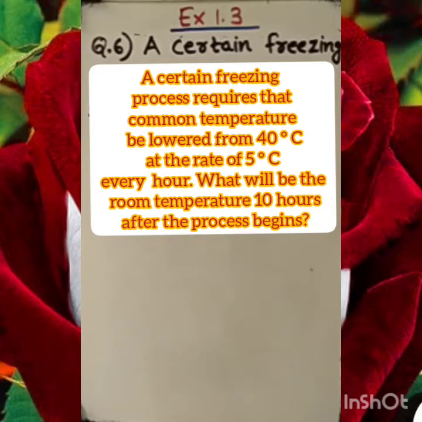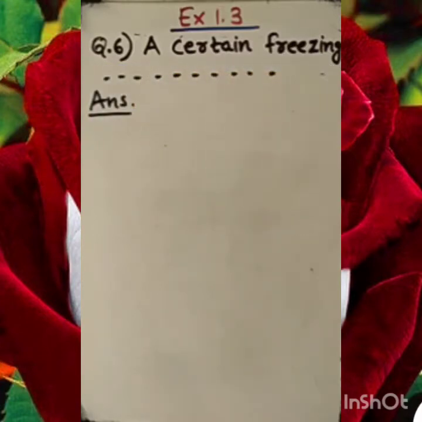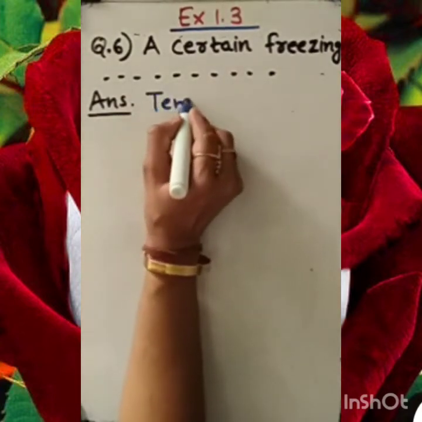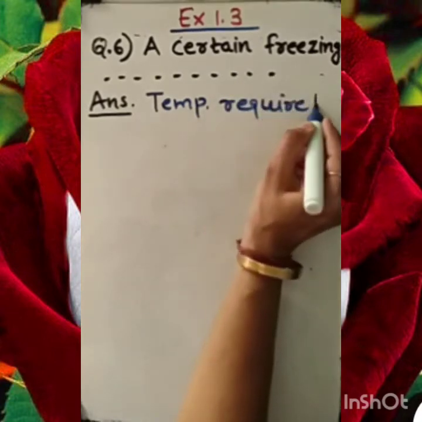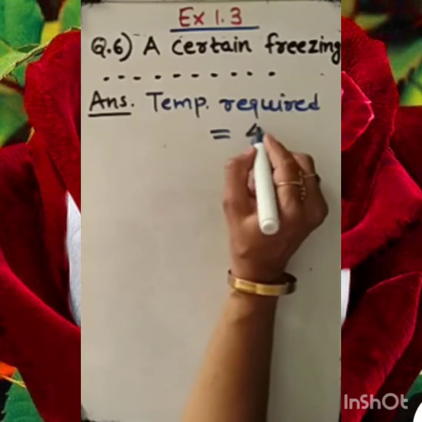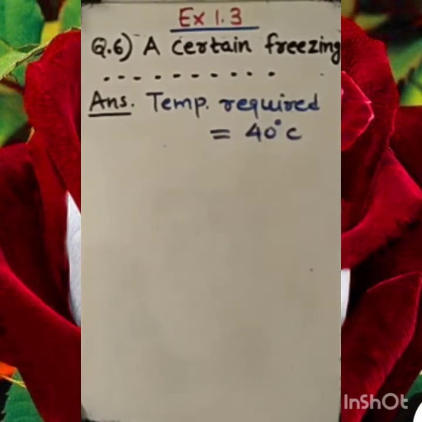Okay. So first we need to write here what is the temperature. What is the temperature we required? Actually, a certain freezing process required the temperature to be lowered from 40 degrees Celsius, right? So we need to write temperature required equal to. Let's begin. According to the question, the first step will be temperature required equal to 40 degrees Celsius. This is the requirement. Okay.